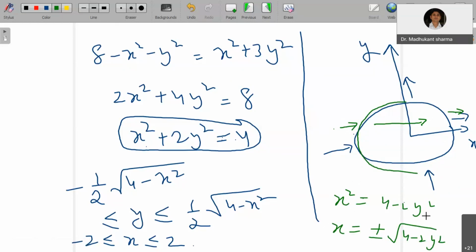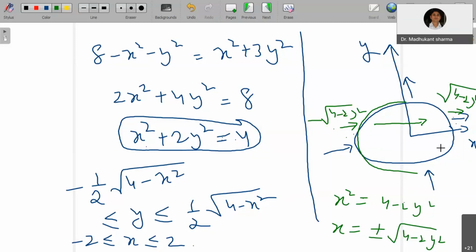If you rotate the axis and try to see, this is going to be minus square root of 4 minus 2y square, and this is going to be plus square root of 4 minus 2y square. So it is entering from here and leaving from here. So x lies between these. Is that clear, your doubt? Yes. Right? Then you have y.